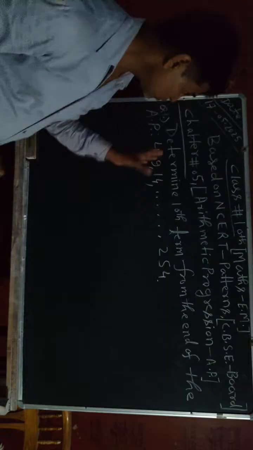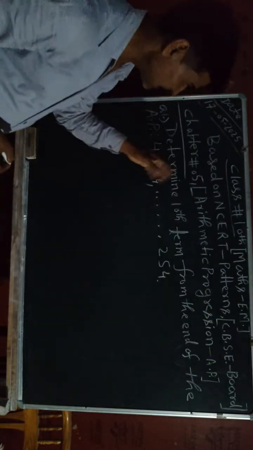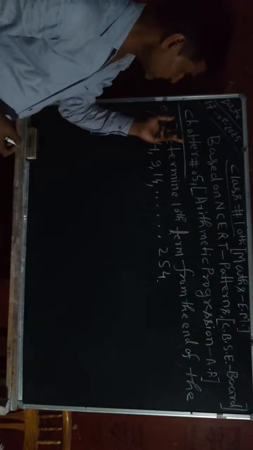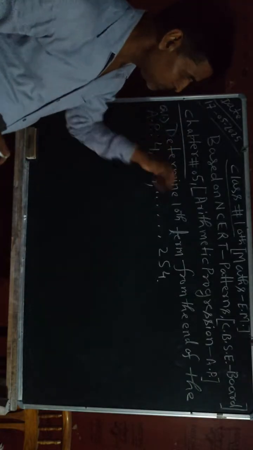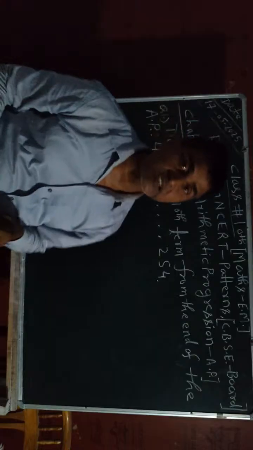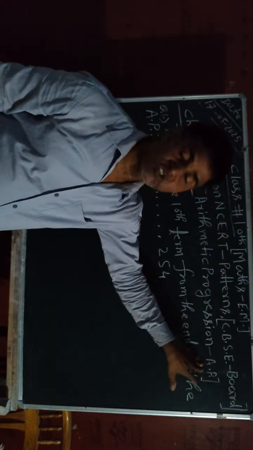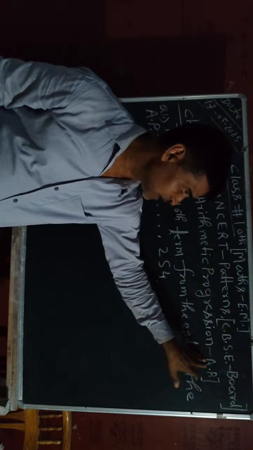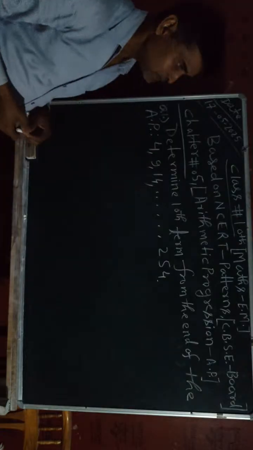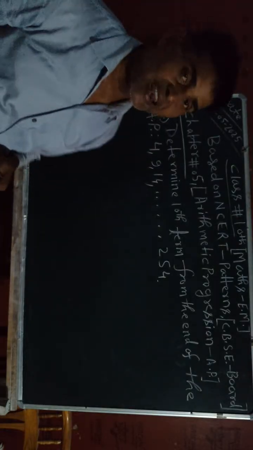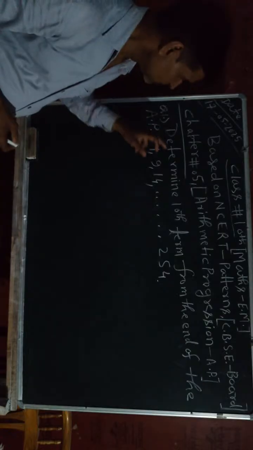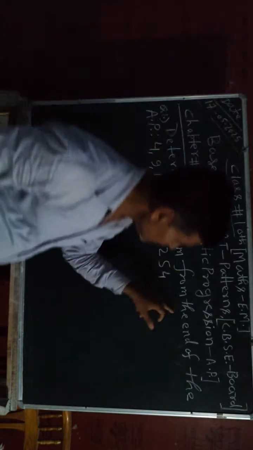Okay students, now today I am going to continue yesterday's class. This is chapter number 5, and its name is arithmetic progression, and I have already written it in shortcut form, that is AP. A stands for arithmetic and P stands for progression. Now further I am going to explain one question which is also based on the last term of an arithmetic progression, arithmetic series. So here the question is written in this way: determine the 10th term from the end of the AP.